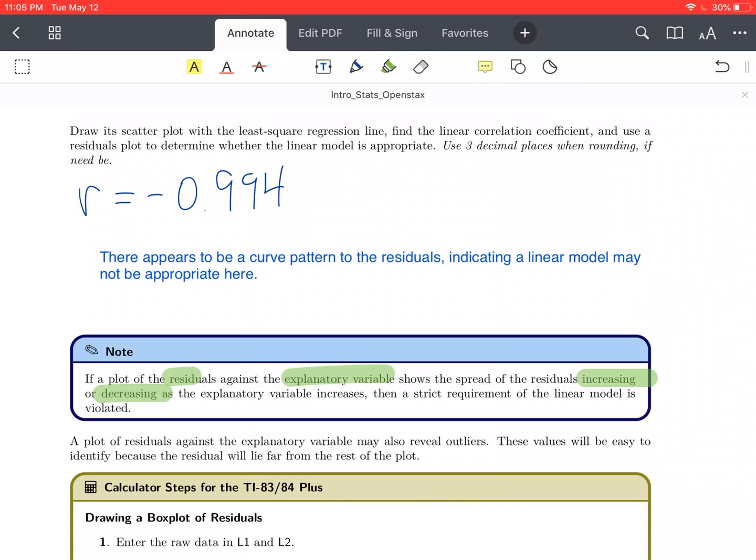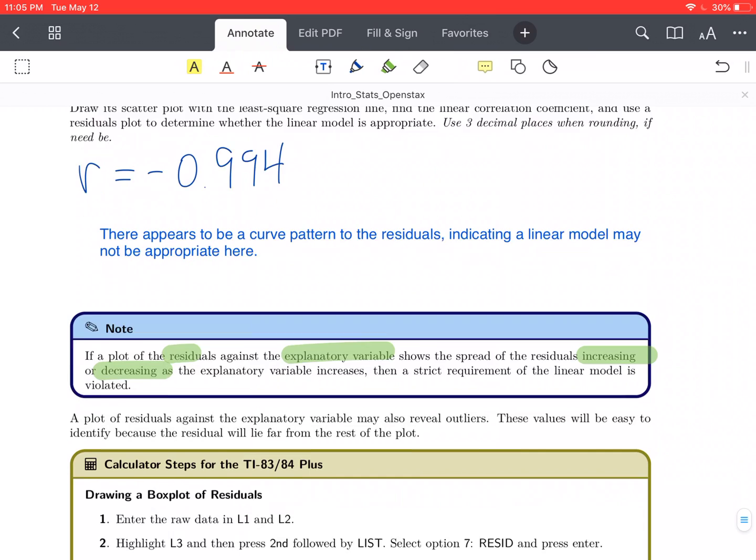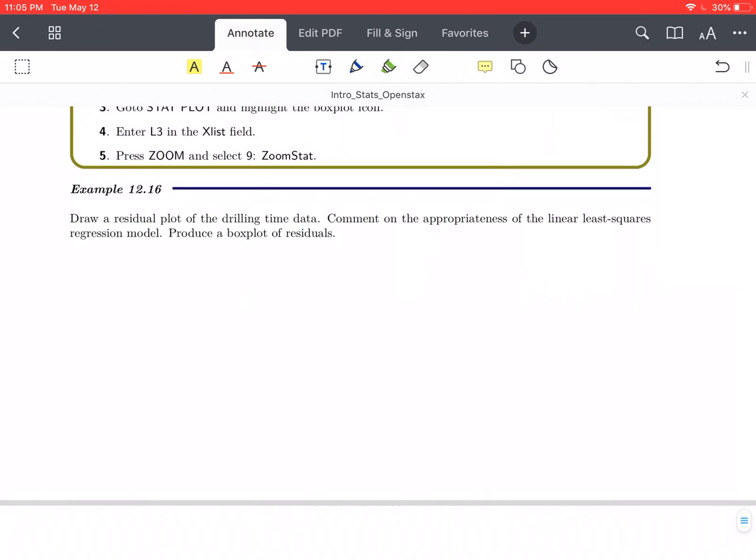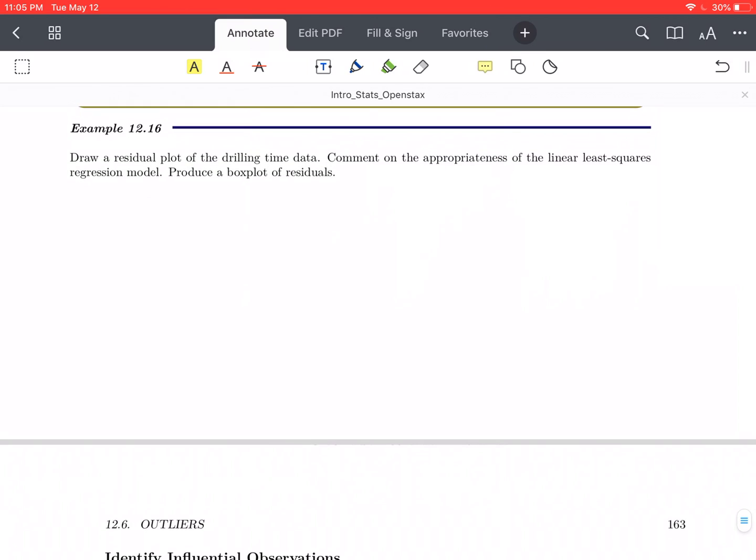So not only is it not a curve, it looks like another straight line almost, right? It's all only going up, only going down. That would not be good. So okay, let's look at this next example. Again, we're going to refer to that drilling time data that we've been working with for the last few sections. So draw a residual plot of the drilling time data, comment on the appropriateness of the linear least squares regression model, and produce a box plot of residuals.